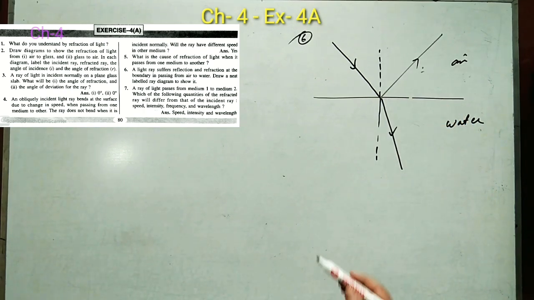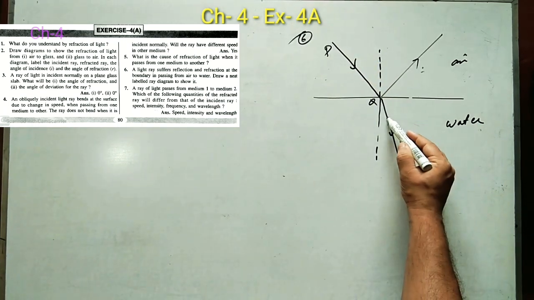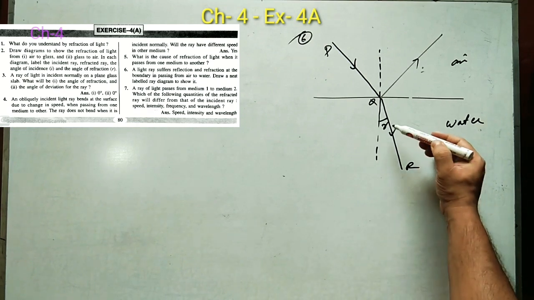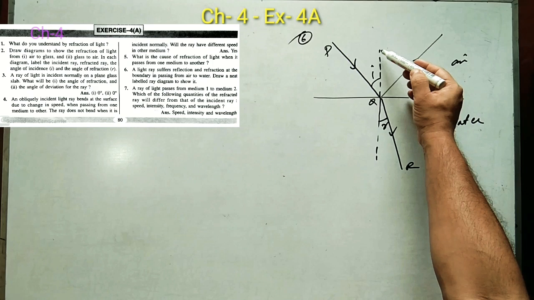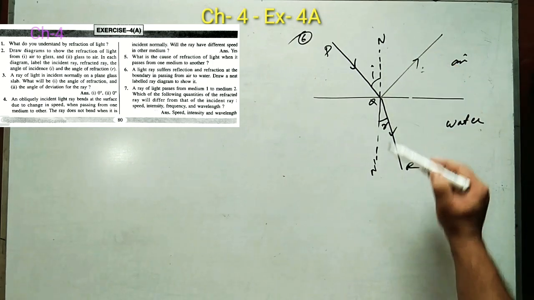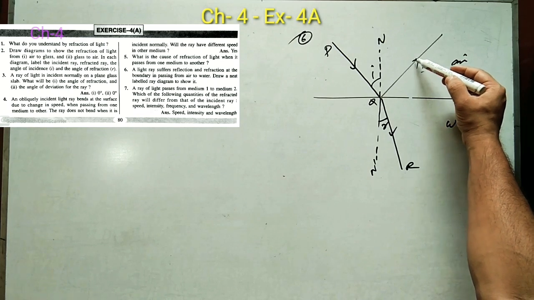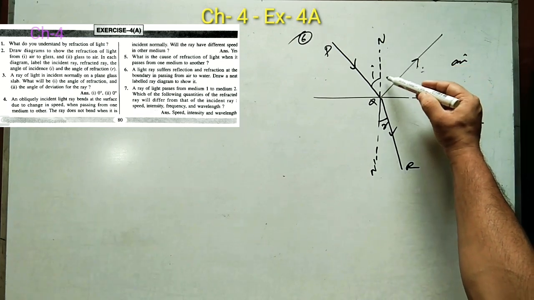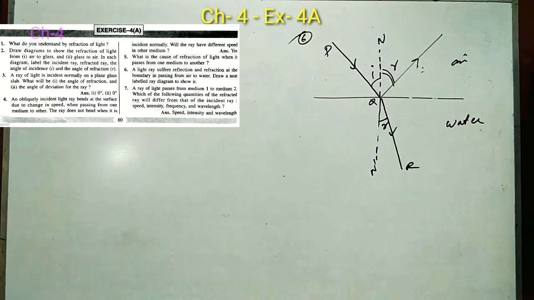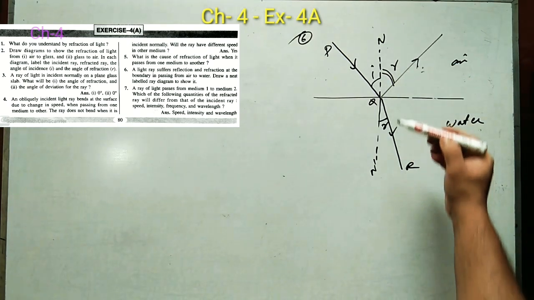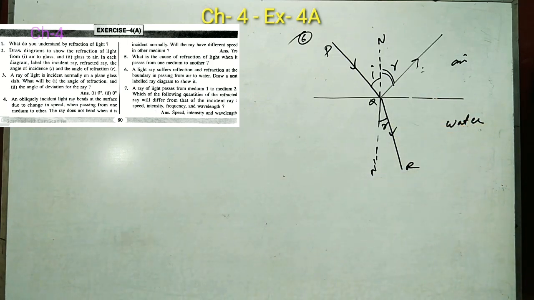So PQ is the incident ray, QR is the refracted ray, angle R is the angle of refraction, and angle I is the angle of incidence between the normal N dash and the incident ray, and it is being partly reflected. Some part, almost 4% of the light, is reflected back. This is the angle of reflection. Maximum light is being refracted, and the refracted ray is bending towards the normal.